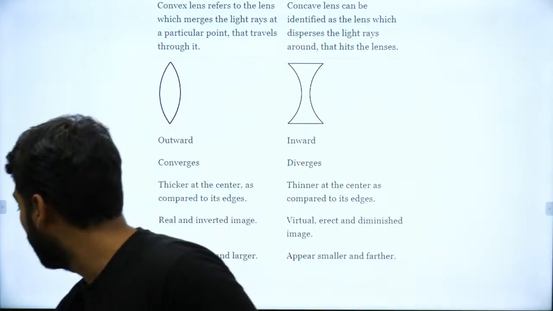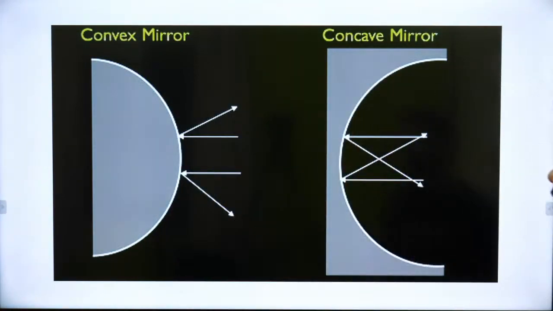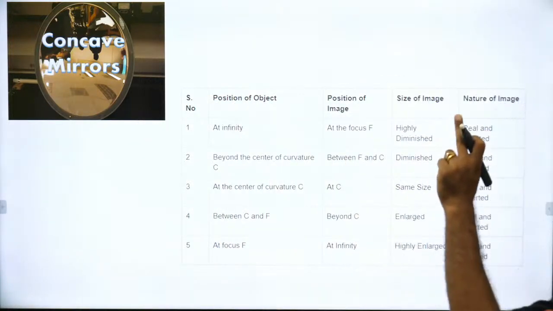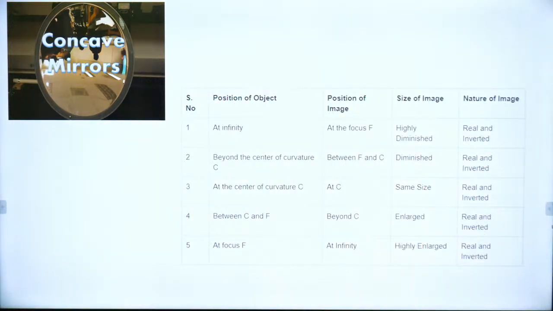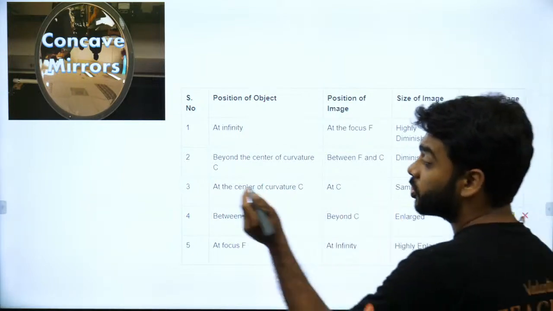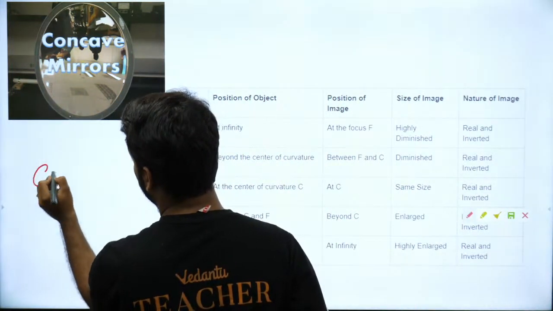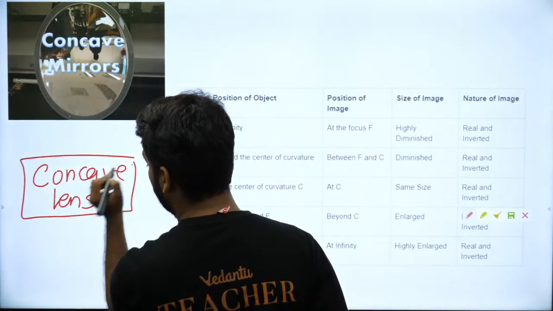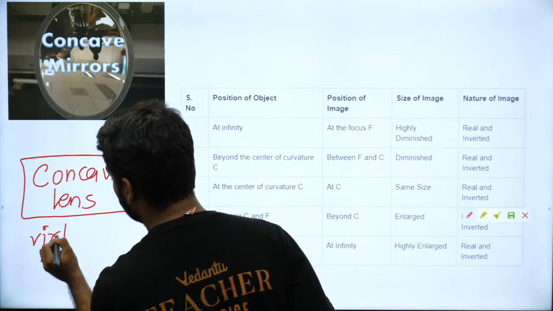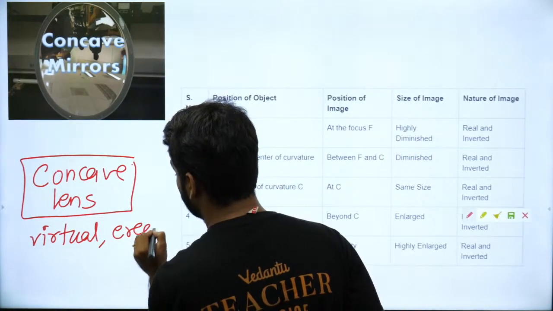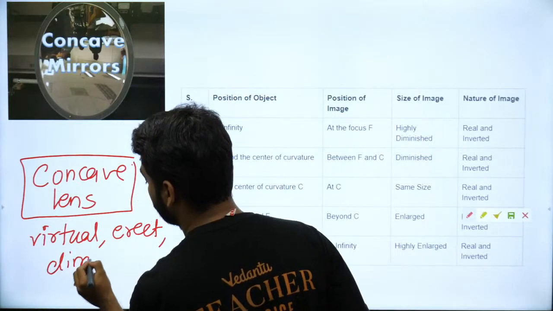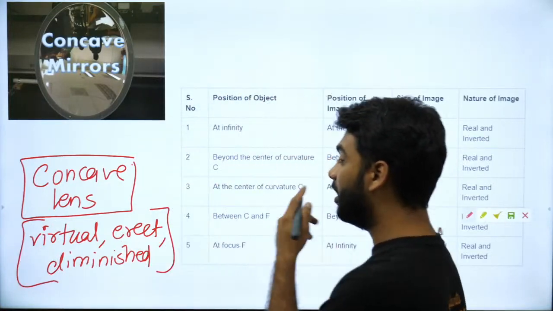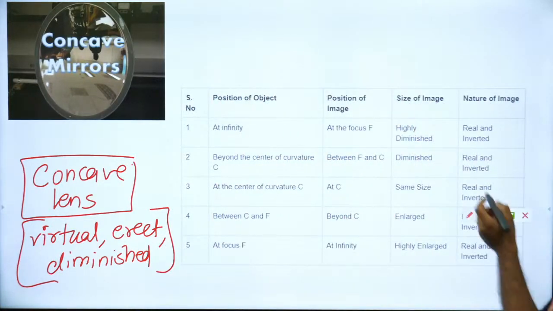Chalo, moving on. Convex mirror and concave mirrors. Now let us learn about the mirror. See, what was concave lens doing? Concave lens was forming a virtual, erect and diminished image. Let us see concave mirror now.